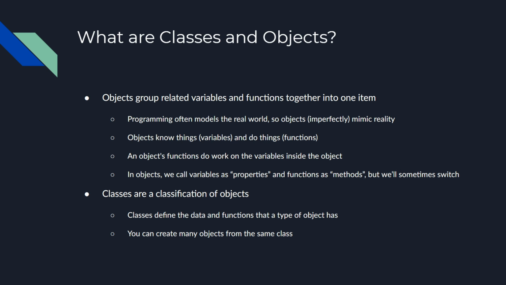And like I said, we'll sometimes switch between the two. Sometimes we'll call it a function, sometimes we'll call it a method. They're really the same thing, except a method is only in an object. A function can be anywhere. Questions so far?